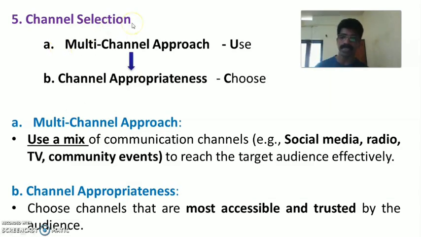Next is channel selection. This message has to be communicated, and for that we have to select different channels. The first one is the multi-channel approach. We are not using only one single channel, we use multiple channels, more than one channel. That is called the multi-channel approach. The second one is channel appropriateness. Not only collecting multiple channels, but they should be appropriate. The message has to be communicated appropriately and correctly, so choose the appropriate channels. That comes under channel selection for the BCC.